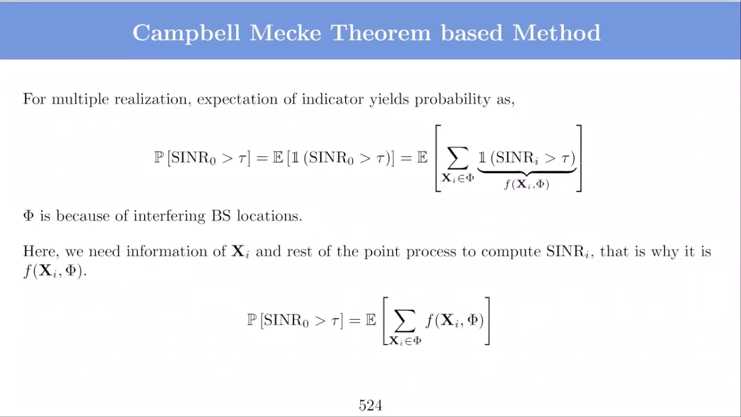Now since the indicator is the same for each realization, if I apply expectation on both sides, that will also be equal. So the expectation of this indicator is equal to the expectation of this summation. And the expectation of this indicator is nothing but the probability that SINR is more than tau, which is nothing but the coverage probability. So the coverage probability is equal to the summation over this indicator, which is a function of xi and phi, or in particular phi minus xi. And we have to compute this expectation now.